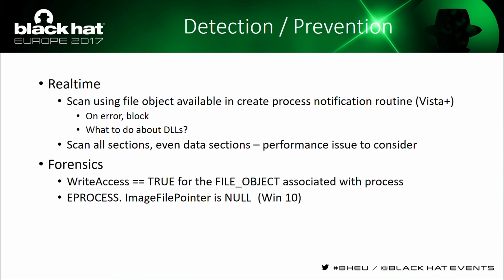When talking about forensics, if you want to detect process doppelganging, we can take a look at the file object associated with the process and see if it has write access enabled, and if so, we can infer that doppelganging had probably taken place. Another thing we can do specifically on Windows 10 is take a look at the image file pointer field of the EPROCESS, and if it is null, then we know that something fishy is going on, which could very much be doppelganging.